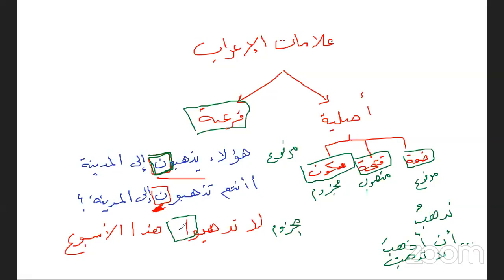Okay, but there's no noon there. So we're left with mansoob, and mansoob actually has the same alamatul i'rab as majzoom, which is hadf an-noon. So let's change the color, make it clearer.